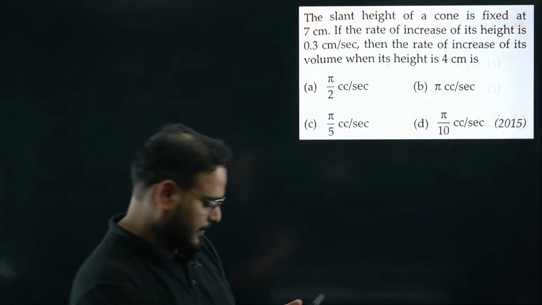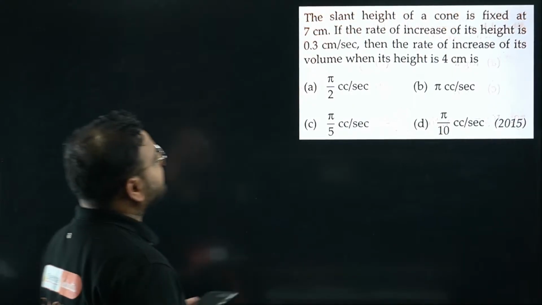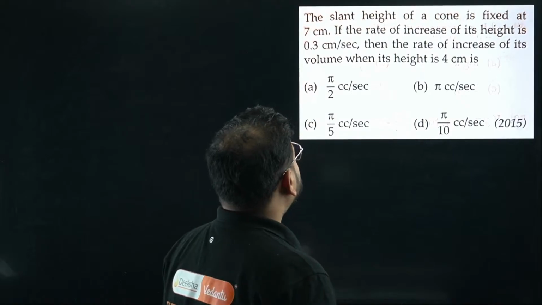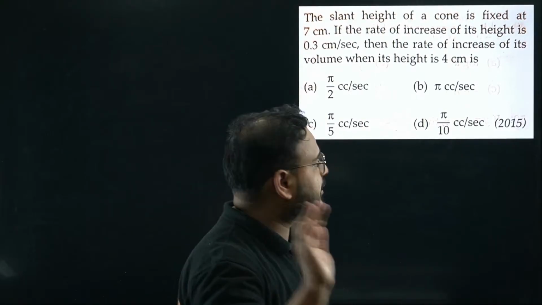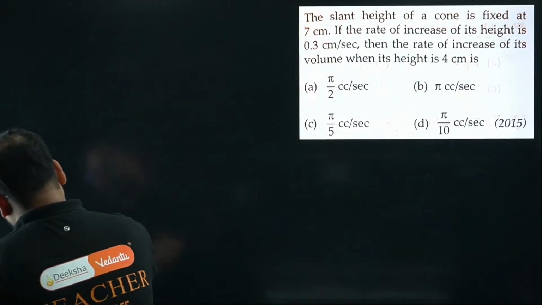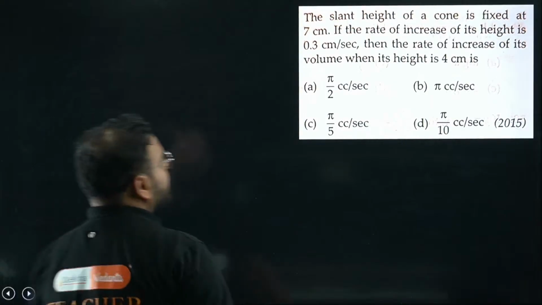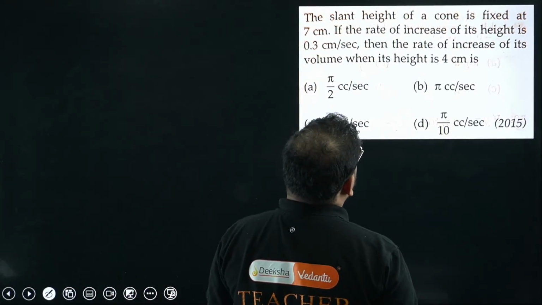All right. Who's solving this question? The slant height of a cone is fixed at 7 centimeters. This is a very good question. Come on, give me the answer for this one. They're saying that for a cone, this L is given as 7.